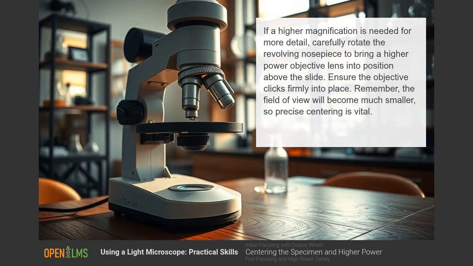If a higher magnification is needed for more detail, carefully rotate the revolving nosepiece to bring a higher power objective lens into position above the slide. Ensure the objective clicks firmly into place. Remember, the field of view will become much smaller, so precise centering is vital.